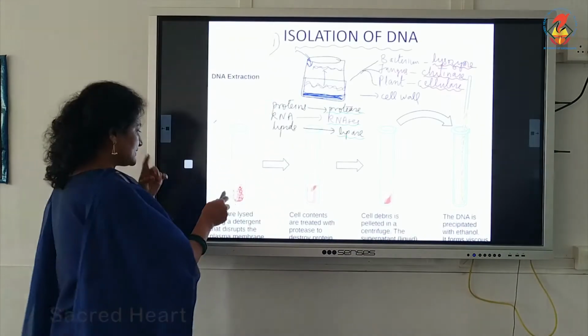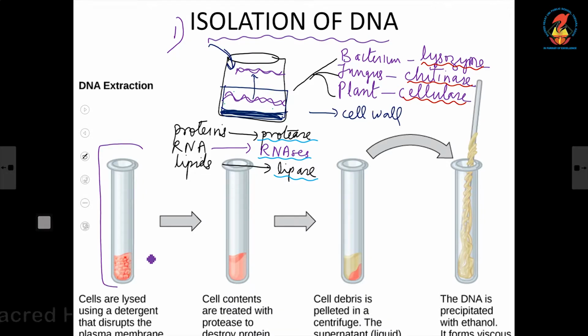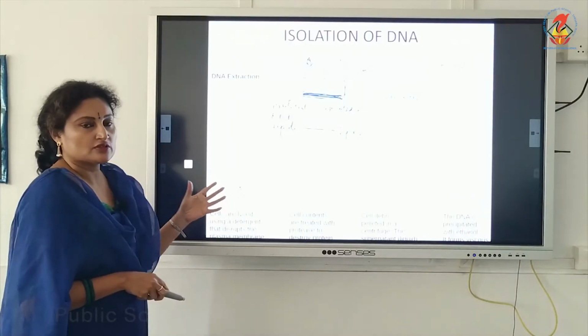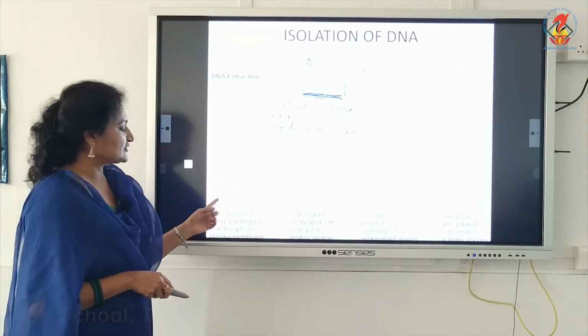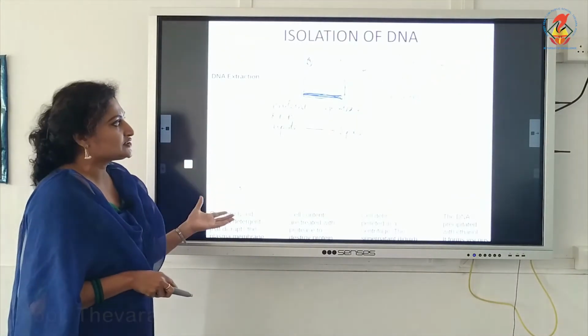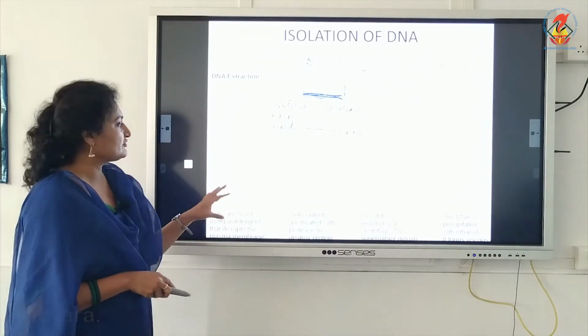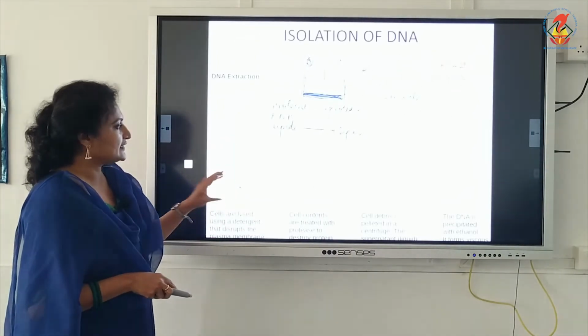Okay, so now these are the steps. The first step is indicated here. In this step we are destroying the cell wall. It depends on the source organism. If it's a plant cell, we are treating with cellulase. If it's a fungus, we are treating with chitinase, if it's a bacterium, we are treating with lysozyme. So in the first stage the cell wall is destroyed.